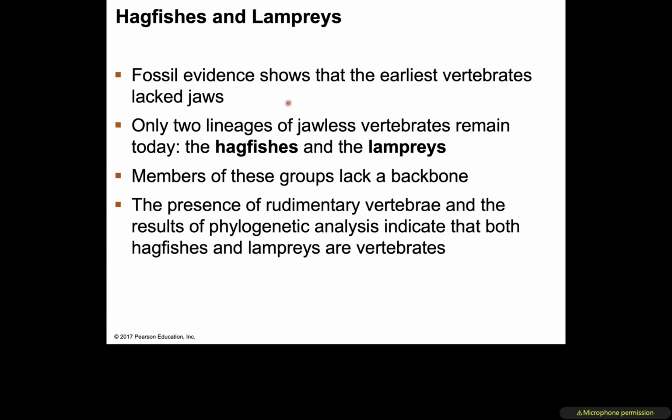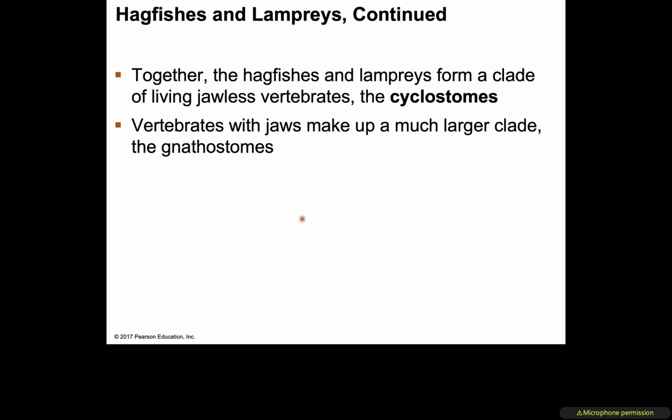So your hagfishes and your lampreys, we have some fossil evidence that shows that your earliest vertebrates did not have jaws. They had basically simple vertebrae, and they were called jawless vertebrates. We have some lineages today, and our representatives are going to be hagfishes and lampreys. And so members of those groups lack a backbone, okay? So they have rudimentary vertebrae, and phylogenetic analysis indicates that hagfishes and lampreys are vertebrates, even though they have rudimentary vertebrae. And so together they form their own clade, and that is going to be called the cyclostomes. Your vertebrates with jaws are going to make up a larger clade called gnathostomes.